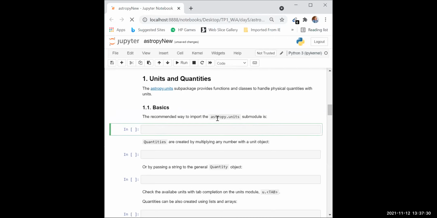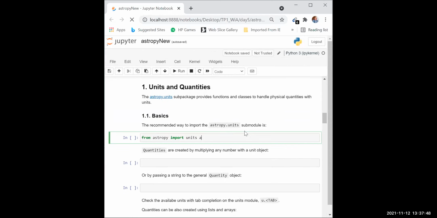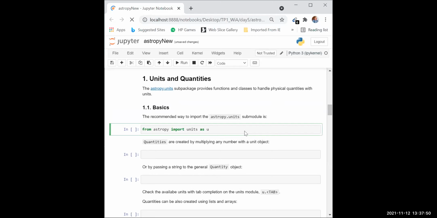Okay, so we will first import the units. Yeah, so from Astropy import units as U. I hope you are doing it as we proceed. And obviously there's no output. Yeah, it is imported as U.